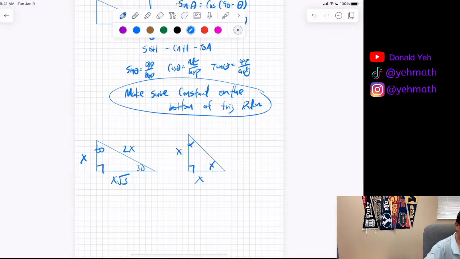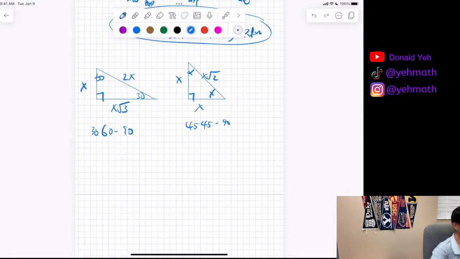Another one: this is x, this is x, and this is x square root 2. You have to know those ratios. It has to be 45, 45, 90. So it's called 30, 60, 90, and 45, 45, 90. Okay. You have to know all this. Now, one last thing.